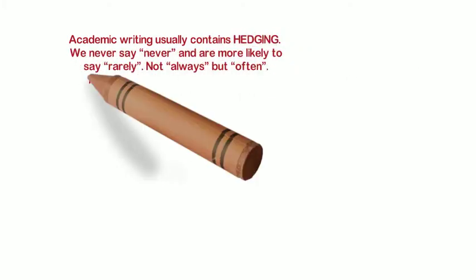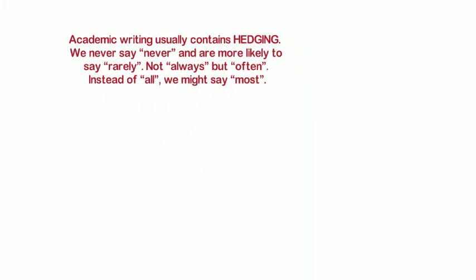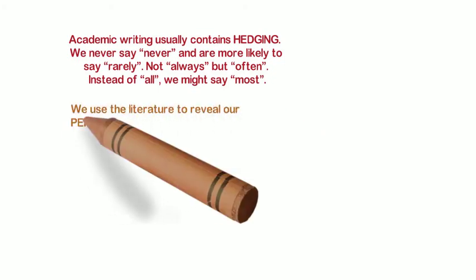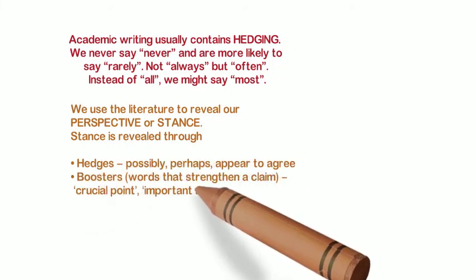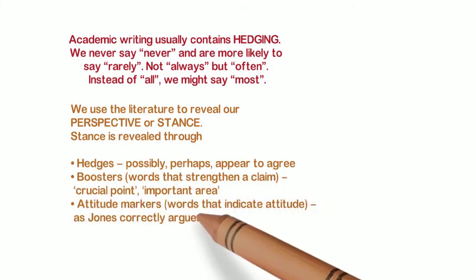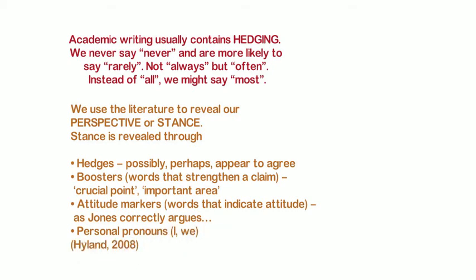Academic writing usually contains hedging. We never say never and are more likely to say rarely, not always, but often. Instead of all, we might say most. And we use, in our literature review in particular, we reveal our perspective and stance. And stance is revealed through hedging, as I've said: possibly, perhaps, appear to, agree, these modalities instead of being certain.